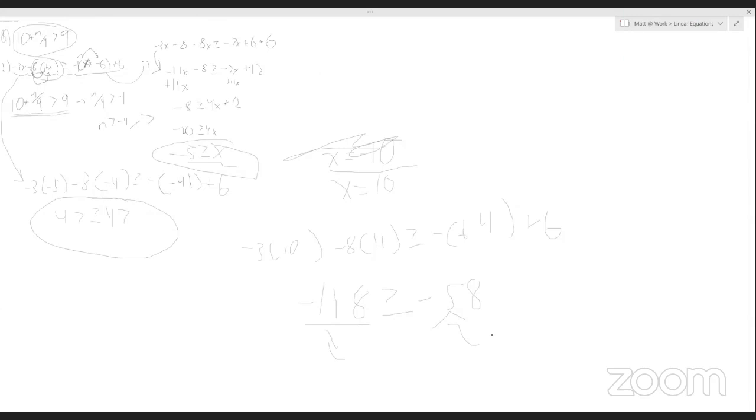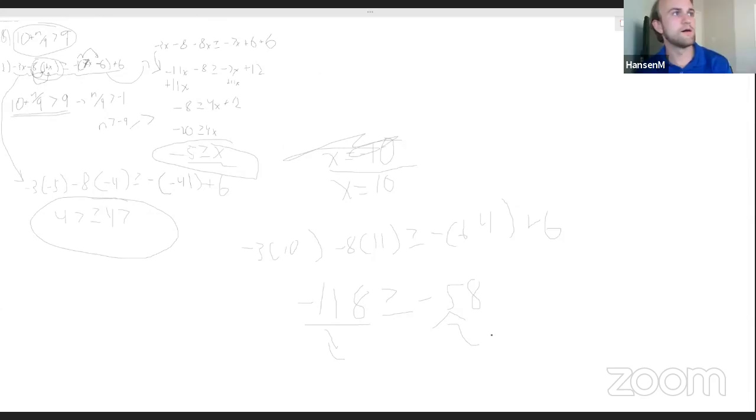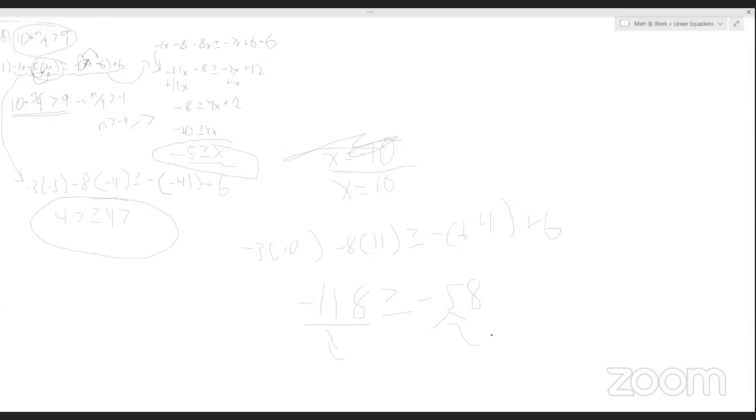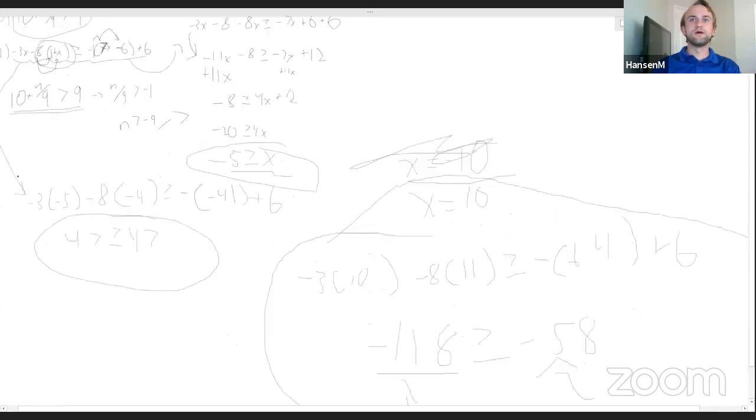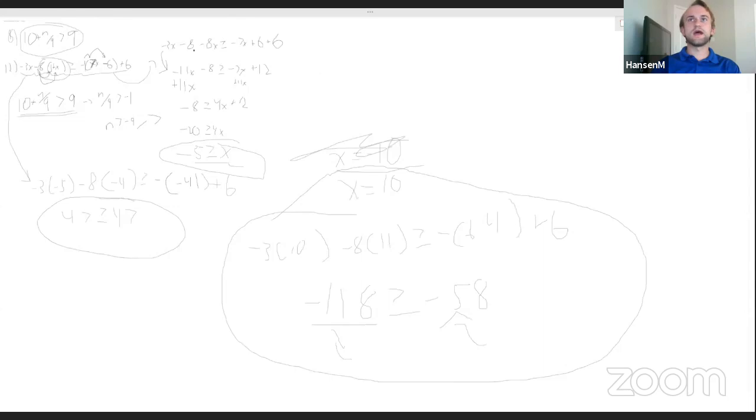I understand the distributing part. And then wait, what's this number? Negative 118 over what? Oh, it's not over anything. So all that this was is I was just checking our answer. First, whenever I did all the distributing and everything, I found our answer.